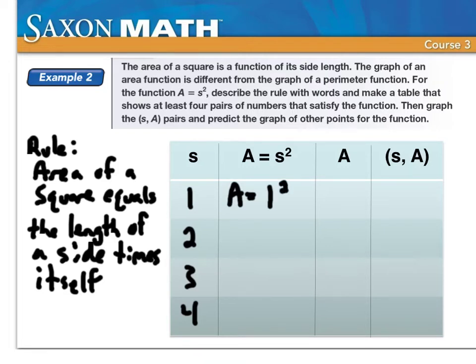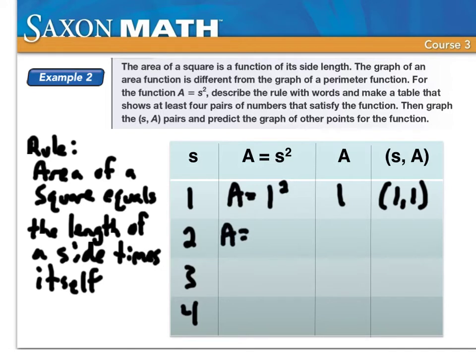So our area is equal to 1 squared, which is 1. And so our ordered pair, our input was 1, and our output was 1. So what that's telling us is a square that has a length of 1 for a side has an area of 1 also. So if the length is 1 centimeter, then the area is 1 centimeter squared.